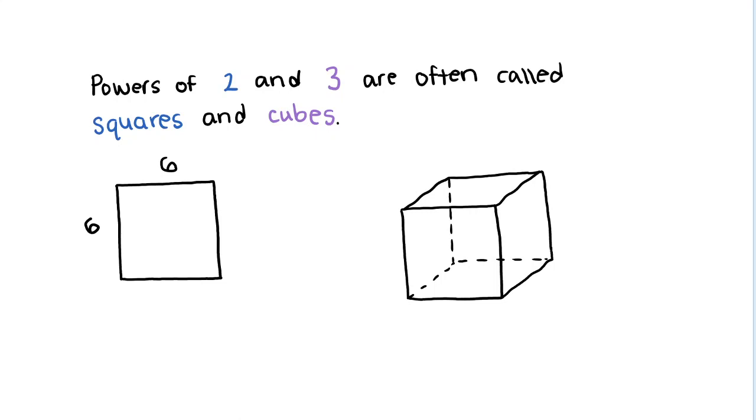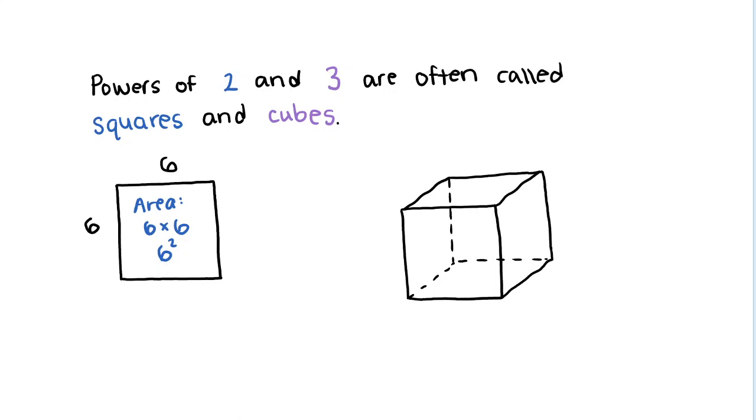And so what would the area of the square be? Well, the area of a square is its length times its width. And so that would be 6 times 6. Well, we just came up with another way of writing this: 6 times 6 could be written as 6 to the power 2. And so this square with a side length of 6, its area is 6 to the power 2.